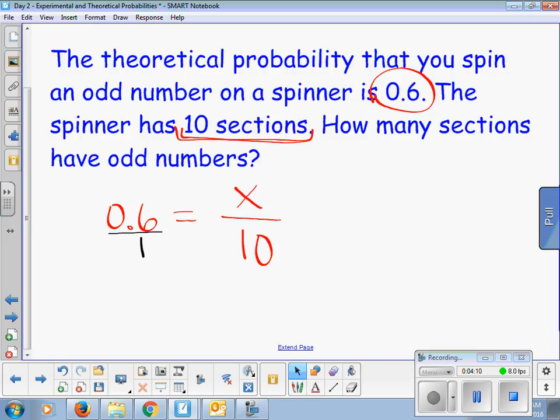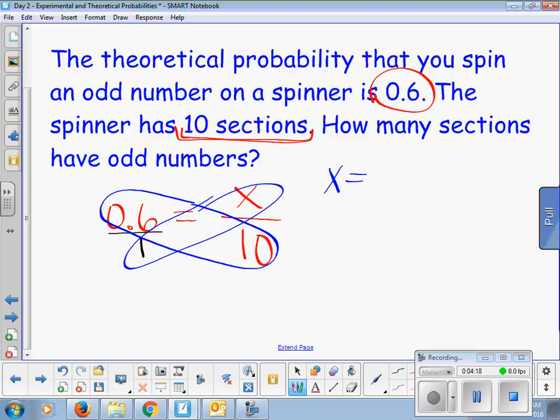When you cross multiply, 1 times x gives us x, and what is 0.6 times 10? 6. So we get that x equals 6. We know that there will be 6 odd numbers. Your 6 sections have odd numbers. You might have been able to do that without any work if you know that 0.6 is 6/10 or 6 out of 10.